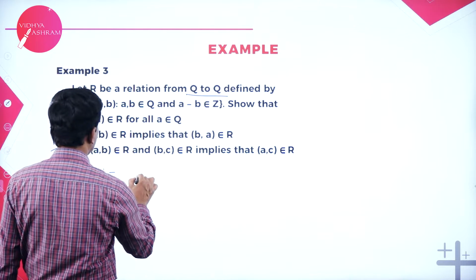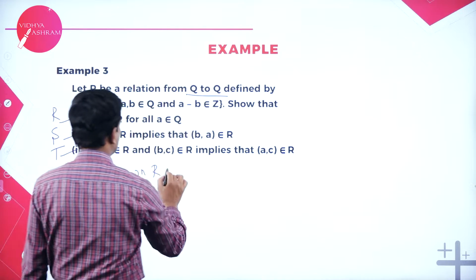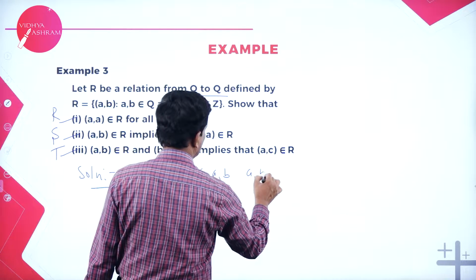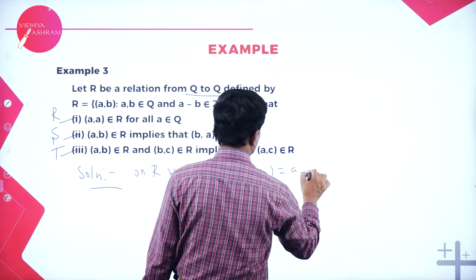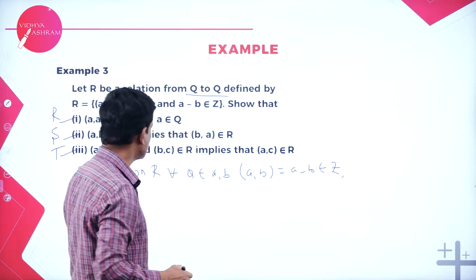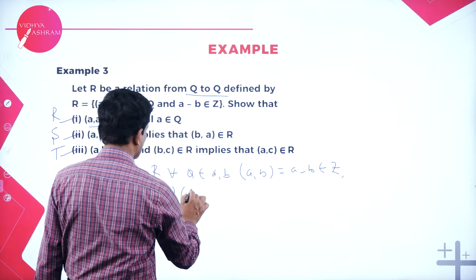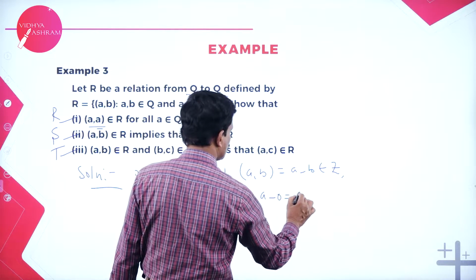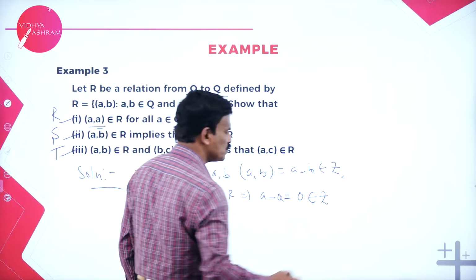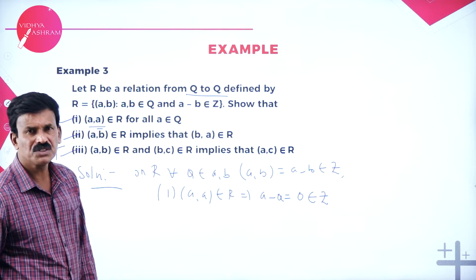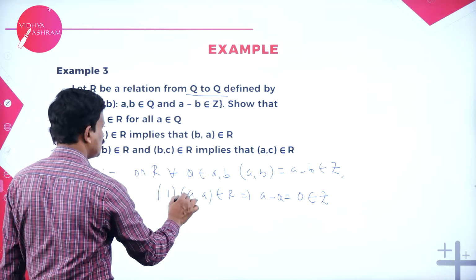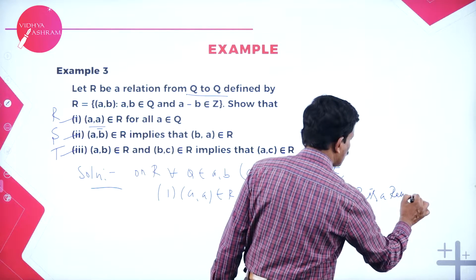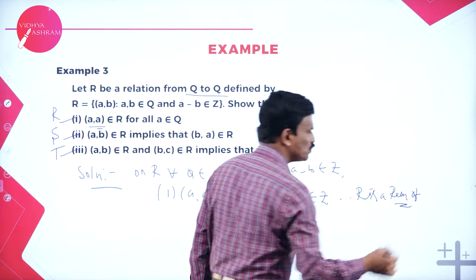what is given on the relation R, for all a comma b belonging to Q? What is defined? A comma b belongs to R if a minus b belongs to Z. This is the given condition. Now, first one, let us take a comma a. A comma a belongs to R implies here a minus a is equal to 0, and 0 belongs to the set of integers. So therefore R is a relation from Q to Q.